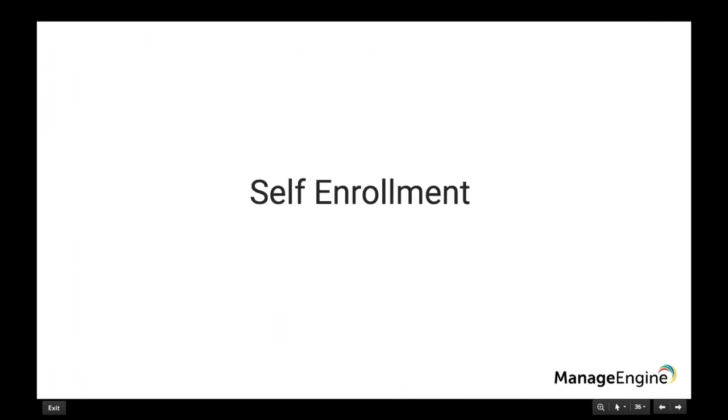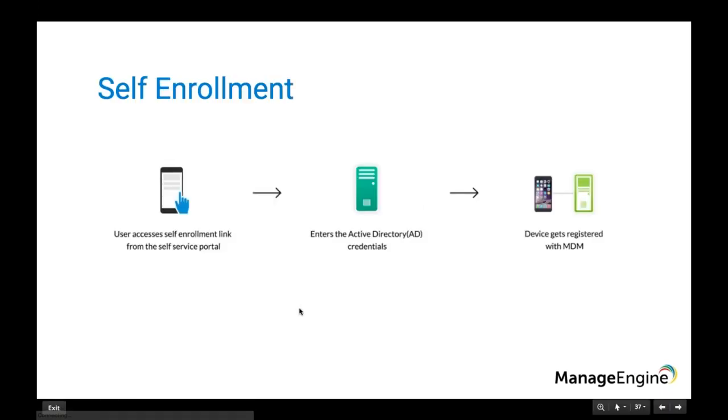So let us look at the other option for enrolling devices, which is self-enrollment. As we just saw, this enrollment method, which is enrollment by invites, requires some amount of admin intervention at the start. So you need to either upload the CSV file or create enrollment invites individually. Is there any easier way for achieving this? Yes, there is in MDM, which is self-enrollment.